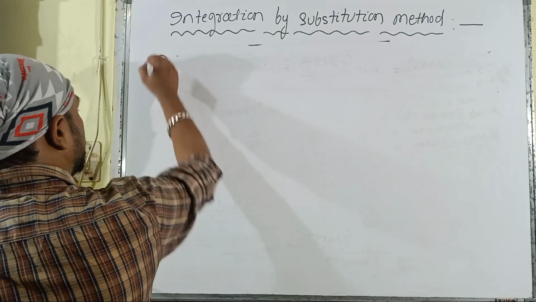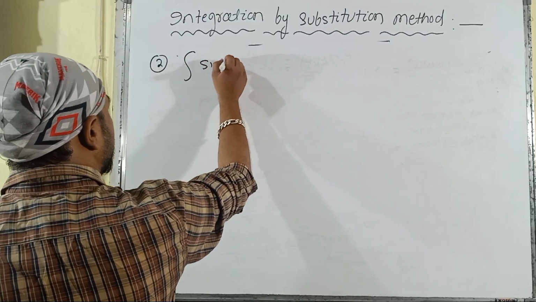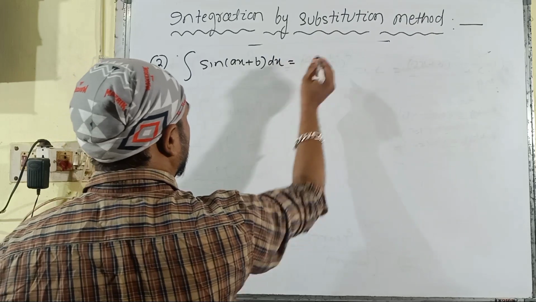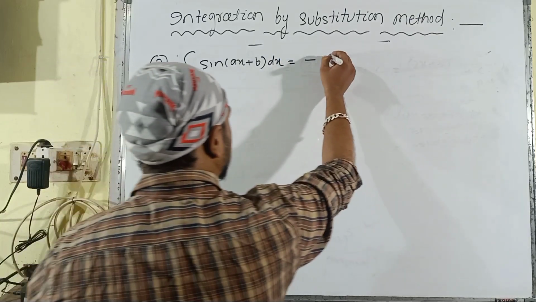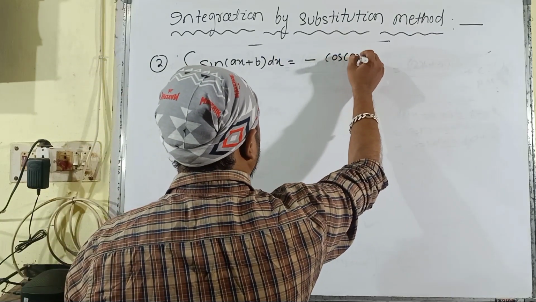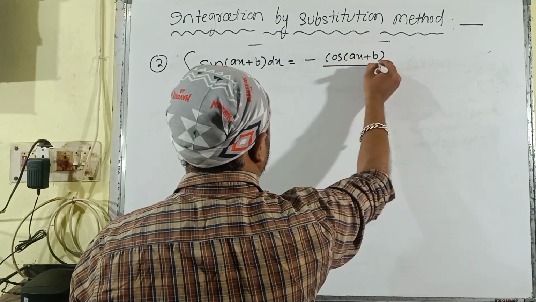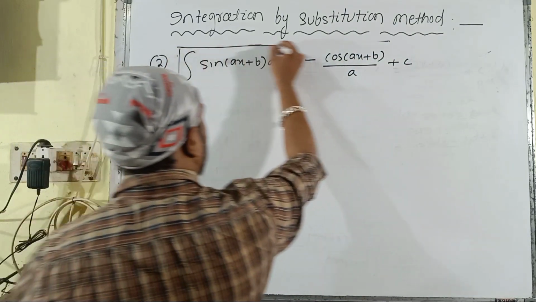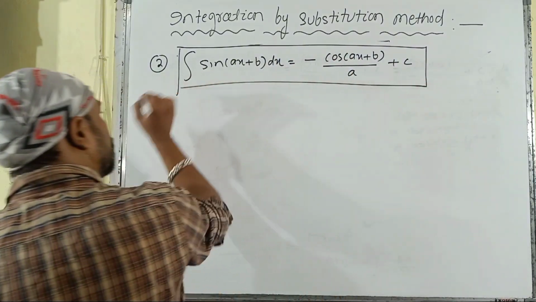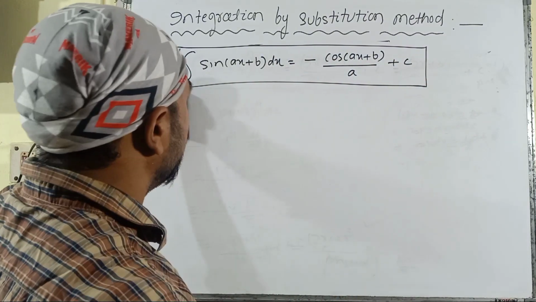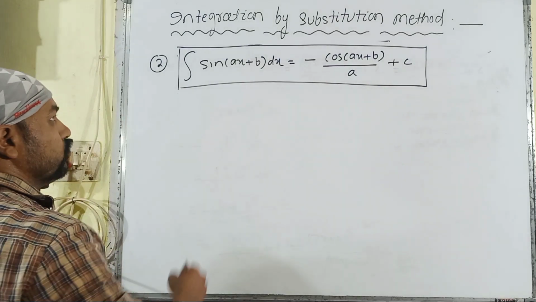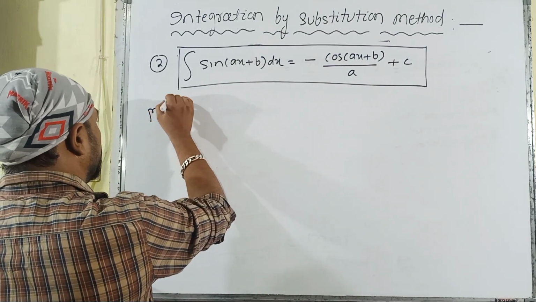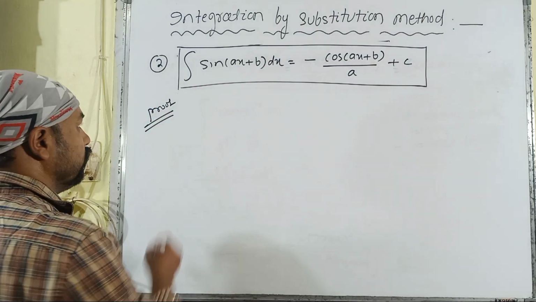It is theorem number 2: the integral of sin(ax + b) with respect to x is minus cos(ax + b) divided by a, plus any constant c. This is the second theorem based upon the integration by using substitution method. Let us go through the proof of this theorem.